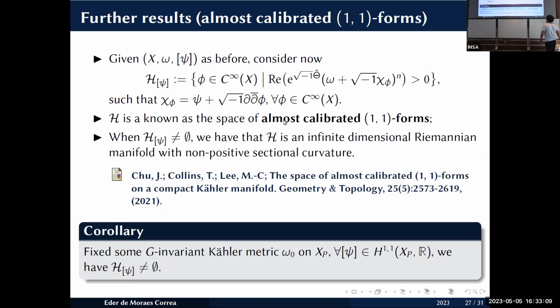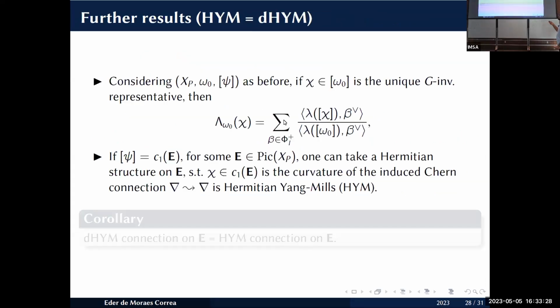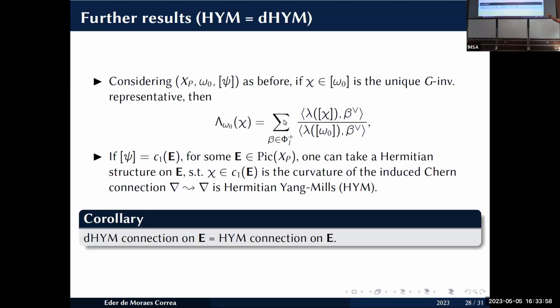And we obtain as a particular case these results. Fix some G-invariant Kähler metric and pick any cohomology class. We always have this space. As I have talked about previously, the trace of the G-invariant representative is constant. In the particular case when the class is characterized by a line bundle, we conclude that the connection is a Hermitian Yang-Mills, and we obtain, as a particular case, the deformed Hermitian Yang-Mills connection. This is exactly the Hermitian Yang-Mills connection.